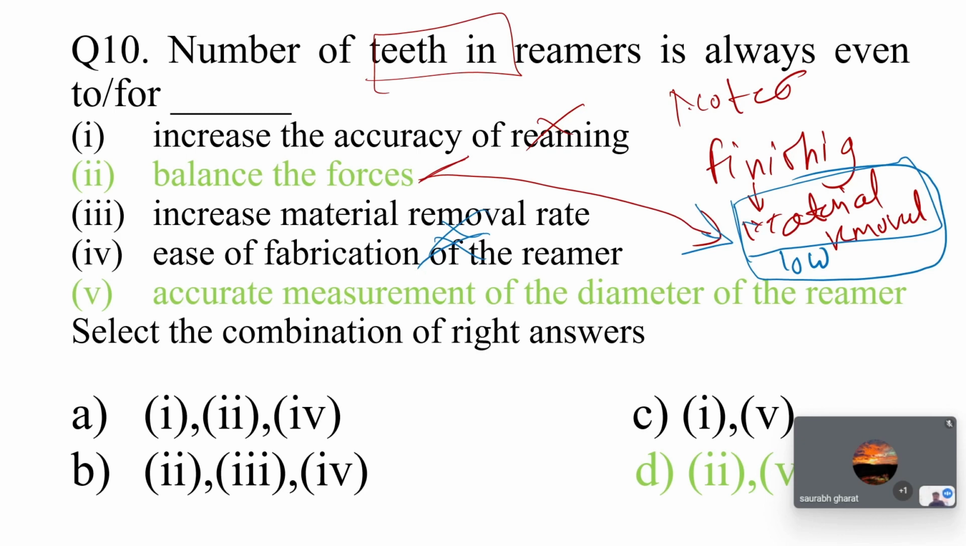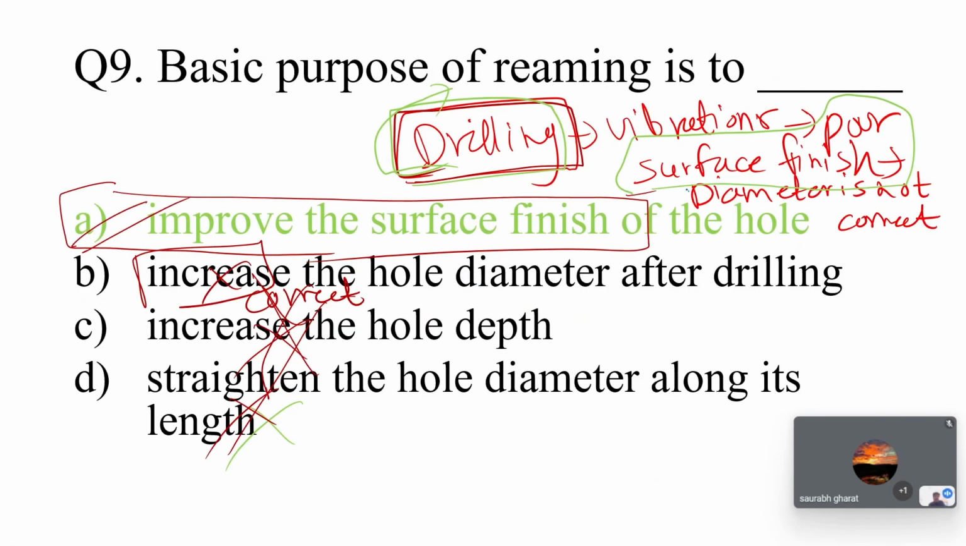And the accurate measurement of the diameter of the reamer: what they mean here, you can get from the notes. These two are correct. Ease of fabrication is wrong. Increase accuracy is wrong. Increase material removal is wrong. Balancing the force, as I told you, is required because material removal is low. Accurate measurement of the diameter of the reamer matters because it is a finishing pass, so your diameter must be correct.